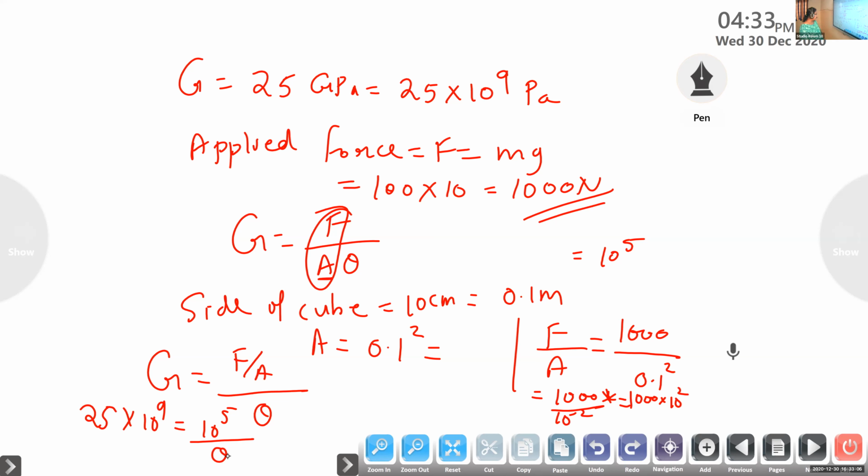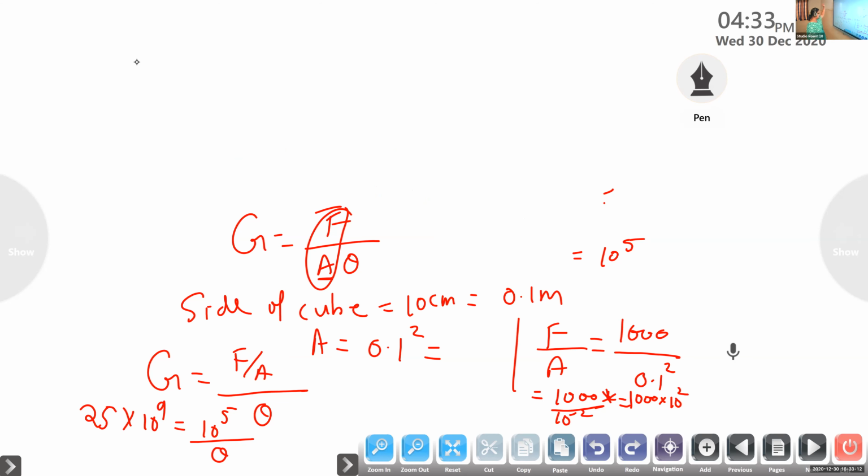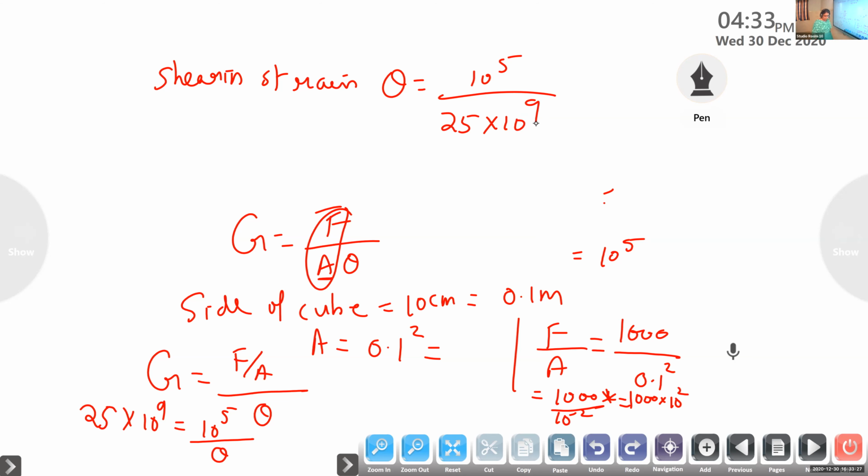So let us now find the shearing strain theta. Shearing strain theta is equal to 10 to the power of 5 divided by 25 into 10 to the power of 9. Again, for an easy method, I split 10 to the power of 5 this way. Why do we do that? Because 100 by 25 we know is 4 times. Correct?